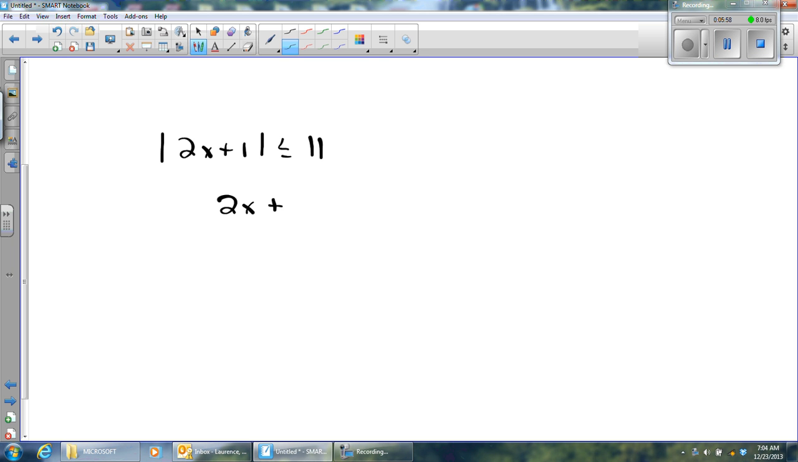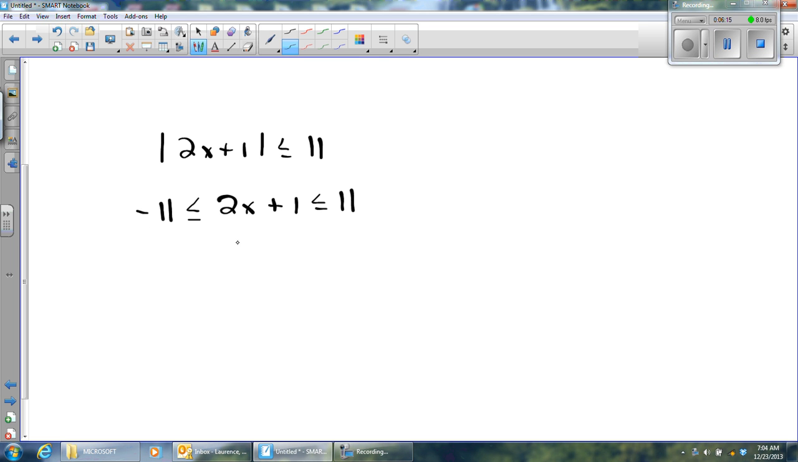I don't like to do it as two different sentences. I like to do it as one. So I copy that down, but then I just work to the left like that. I put the same symbol to the left, and then I put a negative 11. And I like this better because it looks like it's sandwiched.